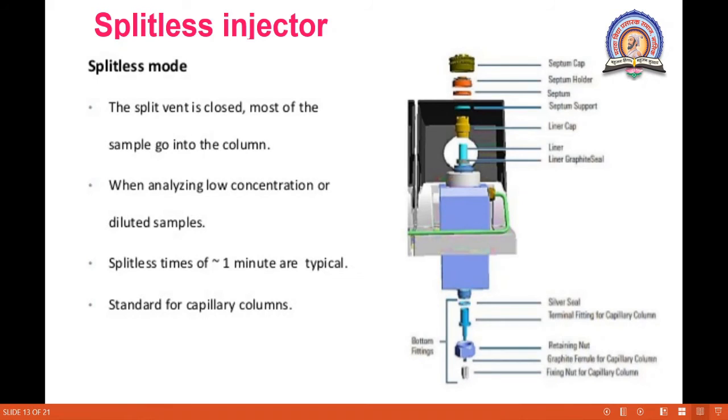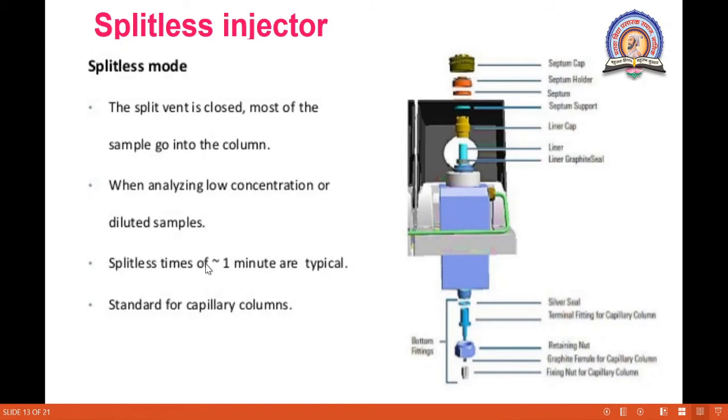Then in splitless injectors, the only difference is that the split vent is closed and most of the sample goes into the column. The sample present goes into the column; it does not go to the split vent side. It is used when analyzing a low concentration or dilute sample, while in the previous case we used high concentration and neat sample, right? And here it is used for analyzing low concentration and dilute samples.